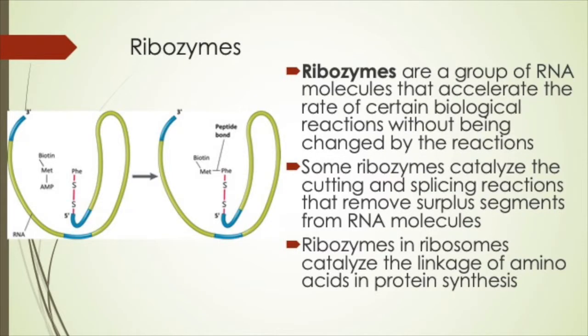There are other types of enzymes that we call ribozymes. In the earliest forms of life, in the RNA world, as we call it, these ribozymes were a group of RNA molecules that accelerated the rate of certain biological reactions without being changed by the reaction. So these were types of enzymes in those earliest forms of life.